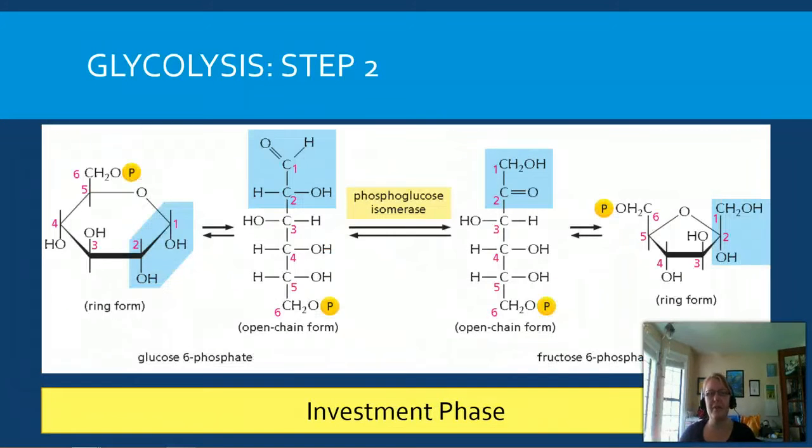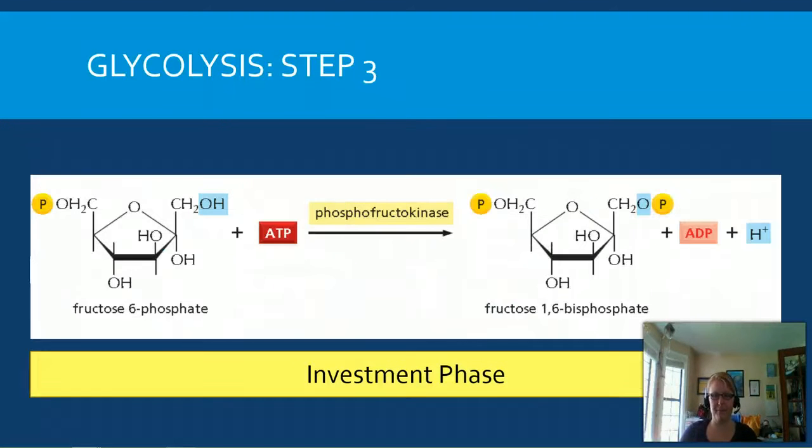The next step of our investment phase is when we're going to rearrange the molecule a little bit. We're going to go from a 6-carbon sugar in this ring form that you see here to a form that still has 6 carbons, but is in a 5-carbon ring form. And you can see how this is being reshaped a little bit. The purpose of this is that it gives us a sort of mirror image of the ring on either side, and that's going to make it easier to split later down the road. So it's just a rearrangement step at this point in the investment phase.